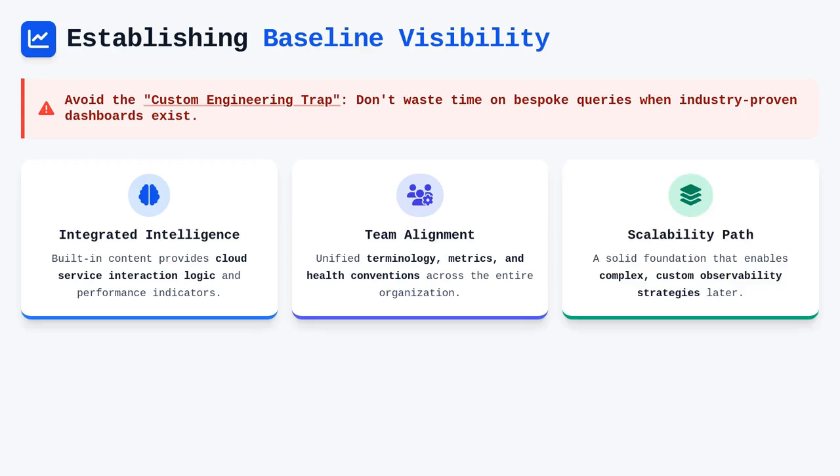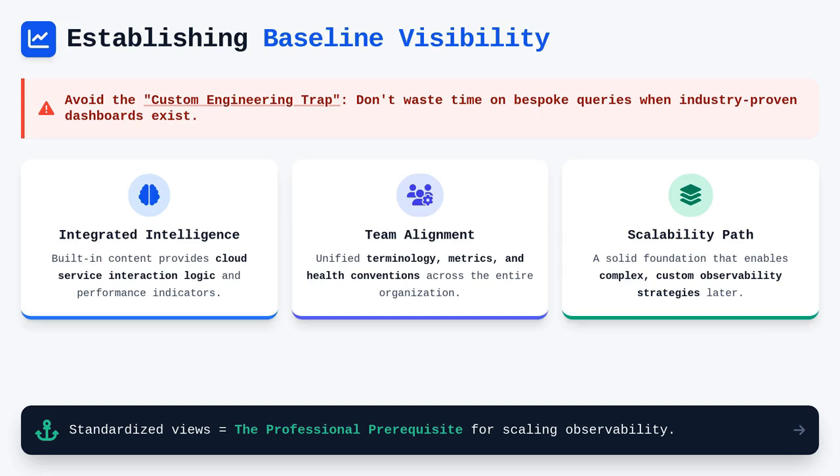By adopting these standardized views, you ensure that everyone on your team is looking at the same metrics, using the same terminology, and applying the same health conventions. This consistency is the foundation upon which you can build more complex, custom observability strategies once the basic infrastructural visibility is secured and understood.